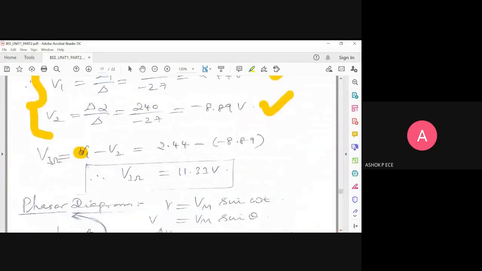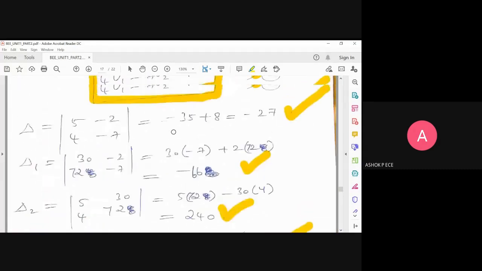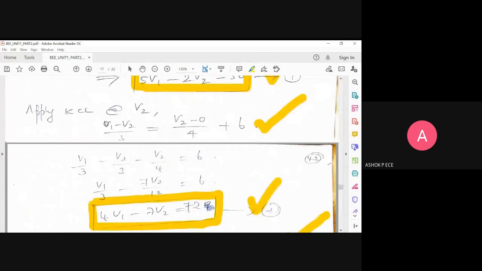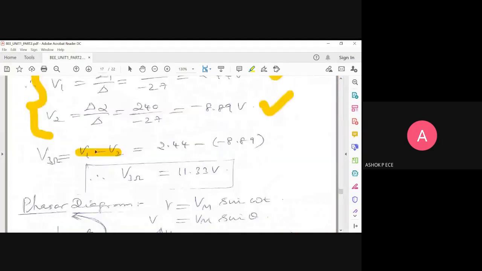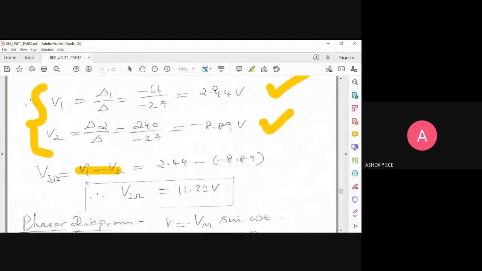How to write this V1 minus V2? You see what current direction we have assumed, and for I3, what numerator we put. So the numerator for I3 we put as V1 minus V2, right? So the same thing is going to be the voltage. So V3 equal to V1 minus V2. V1 is 2.44 minus of minus 8.89. So it is 11.8.